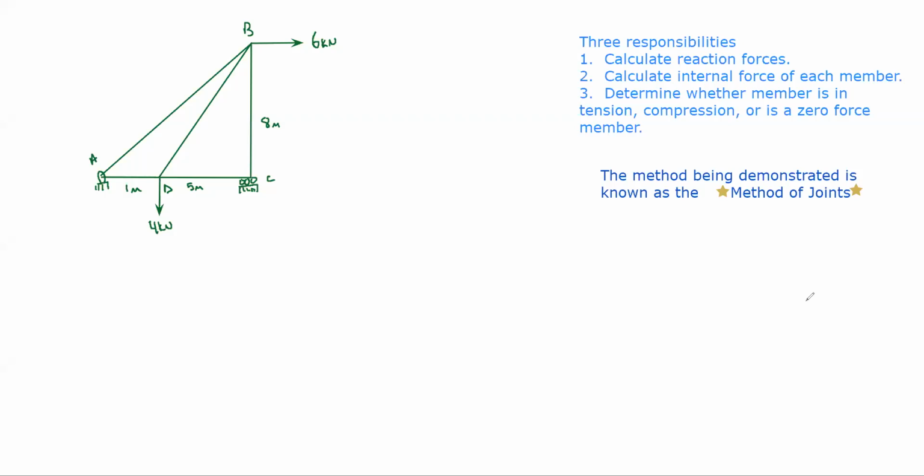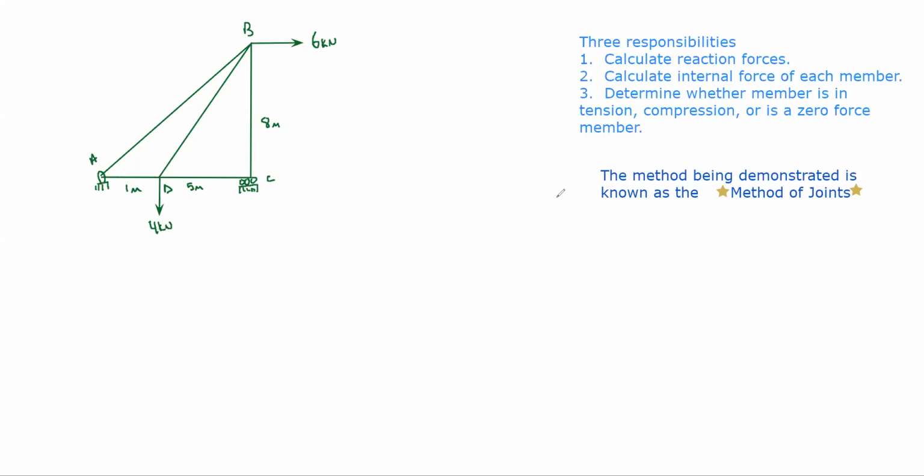On these problems, we're being asked for three things. The first thing is to calculate the reaction forces. The second is to calculate the internal force in each member. And finally, we're going to be asked to determine whether the member is in tension, compression, or is a zero force member. There are two methods to do this. The method being demonstrated today is known as the method of joints. It's the first method in your textbook, and it's typically the first method shown in the textbooks that I have seen, at least. Good news is very little new arithmetic here.